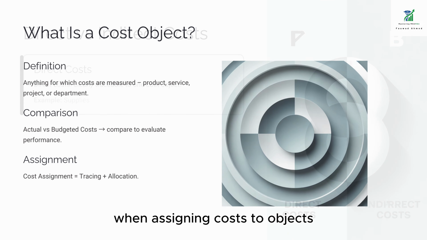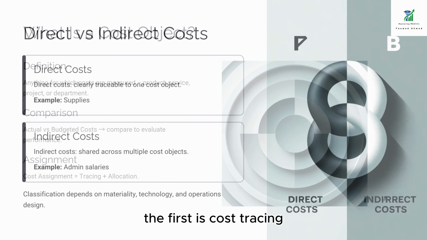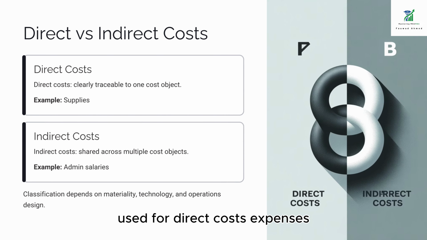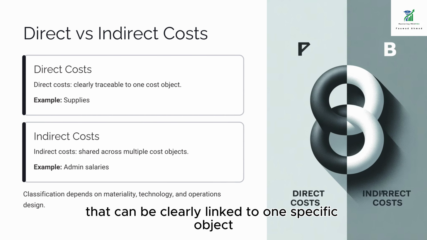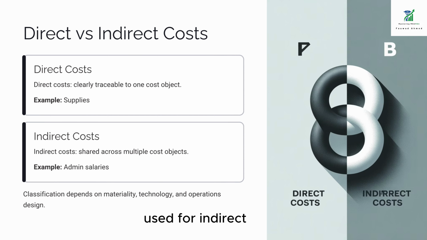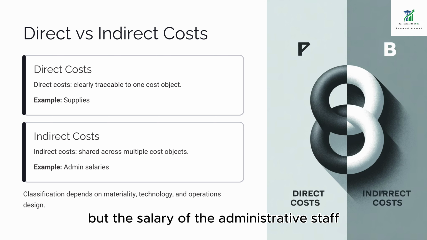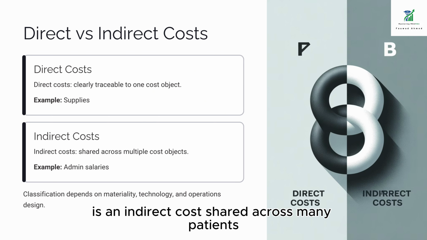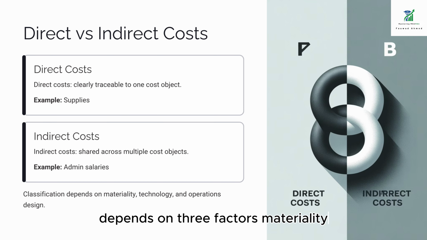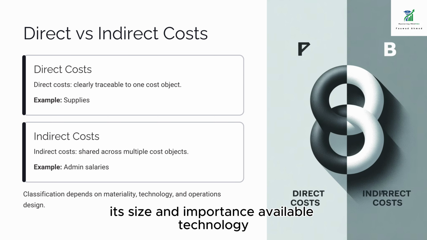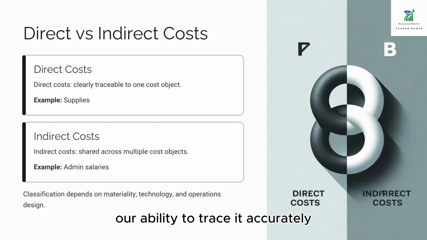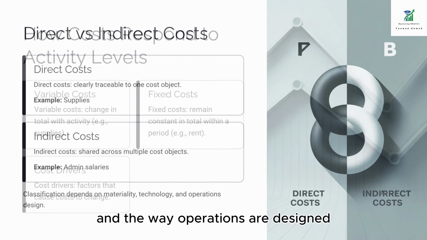When assigning costs to objects, we use two main approaches. The first is cost tracing, used for direct costs, expenses that can be clearly linked to one specific object. The second is cost allocation, used for indirect costs that support multiple activities and must be distributed rationally. For example, in a hospital, the cost of a pacemaker for a cardiac patient is a direct cost, but the salary of the administrative staff is an indirect cost shared across many patients. The classification of a cost as direct or indirect depends on three factors: materiality, its size and importance; available technology, our ability to trace it accurately; and the way operations are designed.